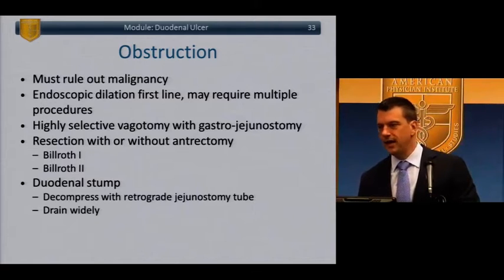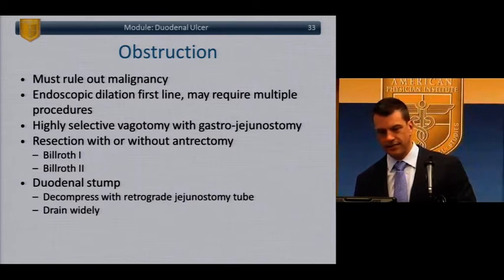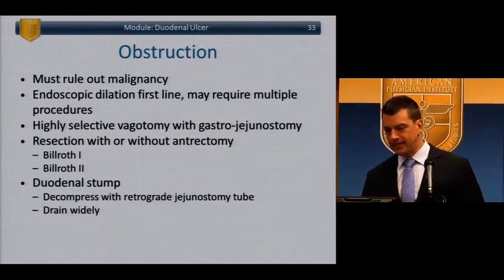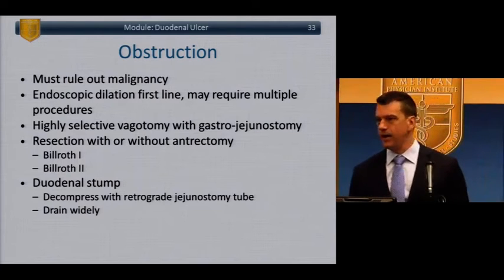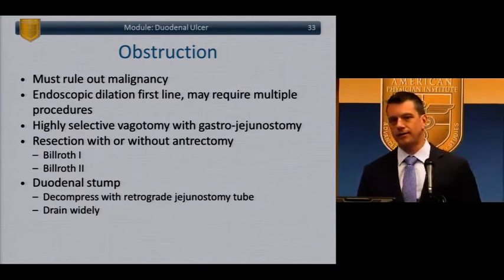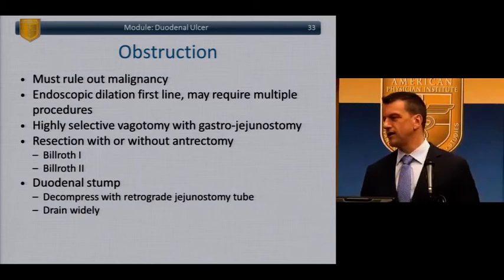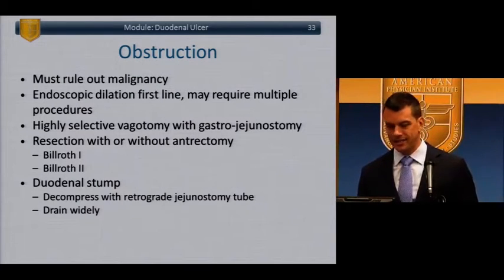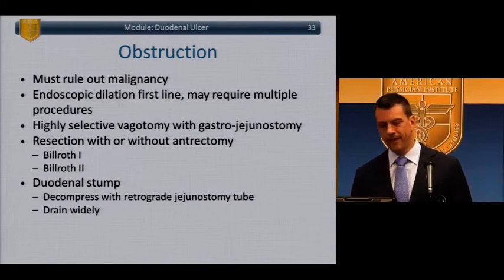For obstruction, a malignancy must be ruled out. You want to make sure this isn't a tumor and not just the obstruction due to the ulcerative disease. Endoscopic dilatation is now the first line of treatment here. This can be done multiple times. Then you move on to, again, all of the other usual procedures. Highly selective vagotomy with a gastrojejunostomy, resection with or without the antrectomy.